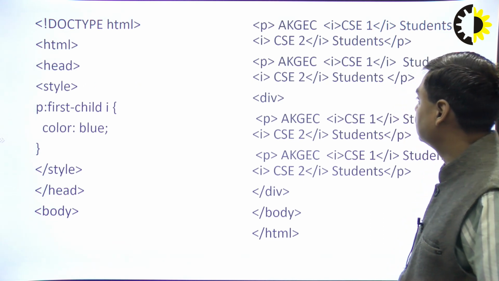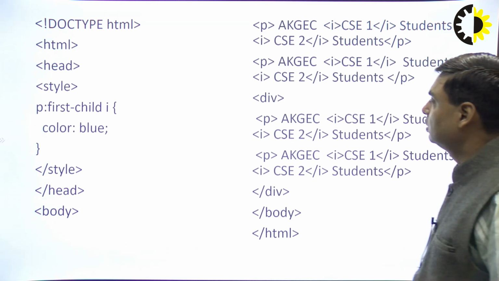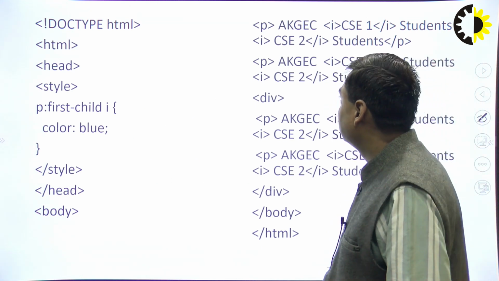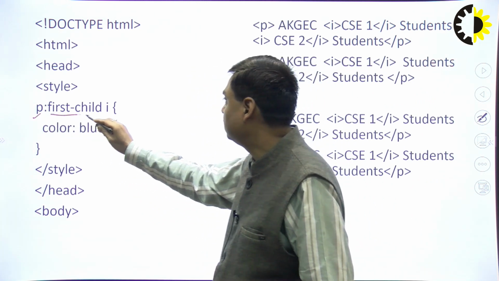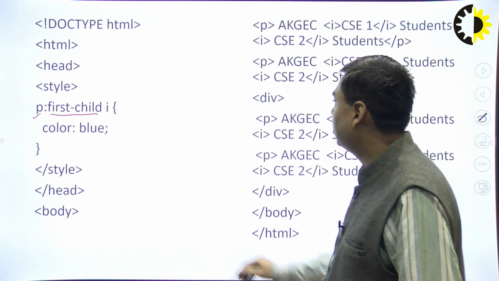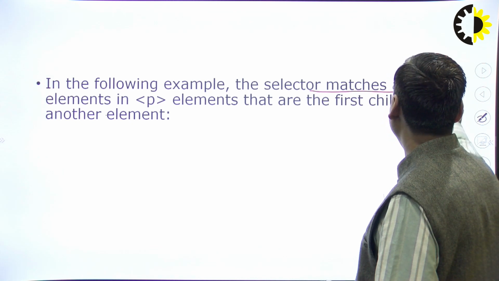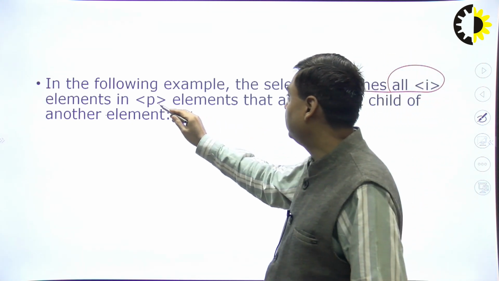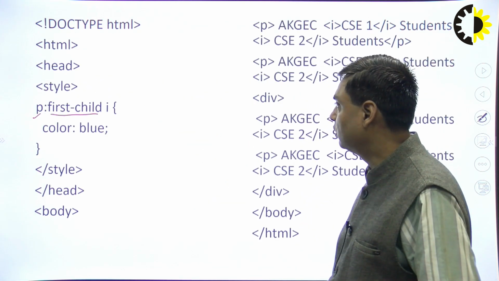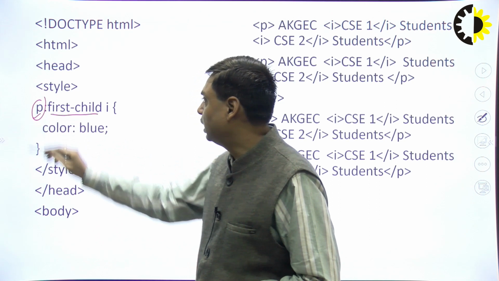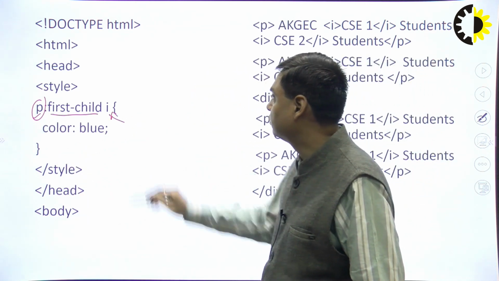okay, I will discuss the second program also, so it will be easier to explain this second program. Now in this second program, we are taking the P, and within the P there should be a first child, then I will be considered. In the following example, the selector matches all I elements in the P element that is the first child of another element. So P should be the first child of another element. Now within the P we consider the I element only.